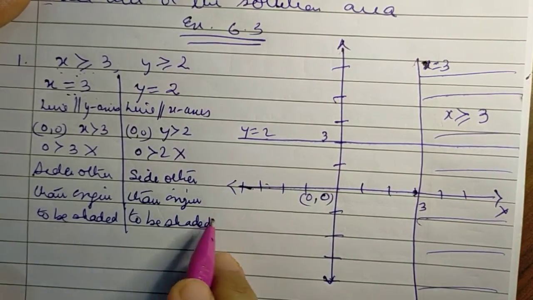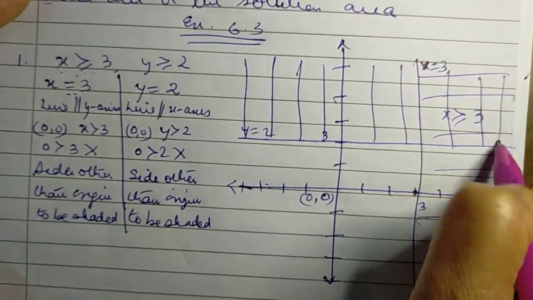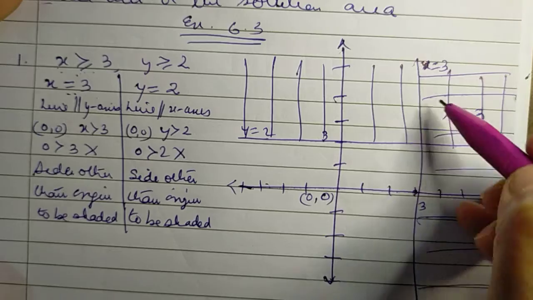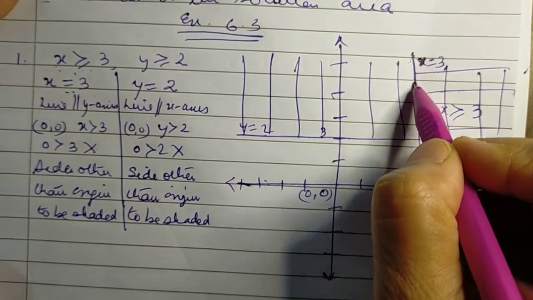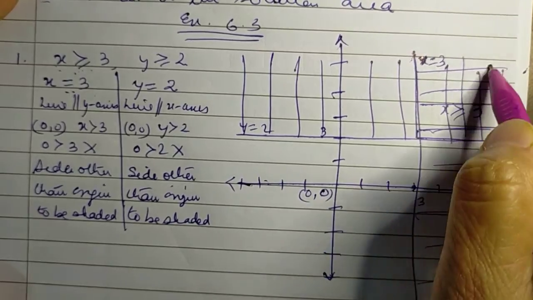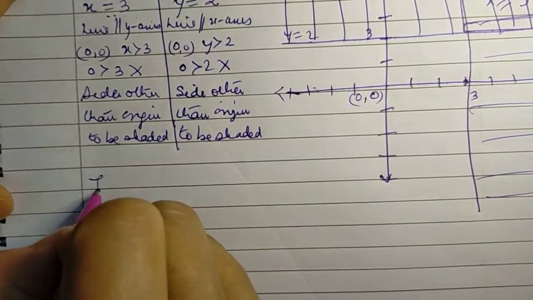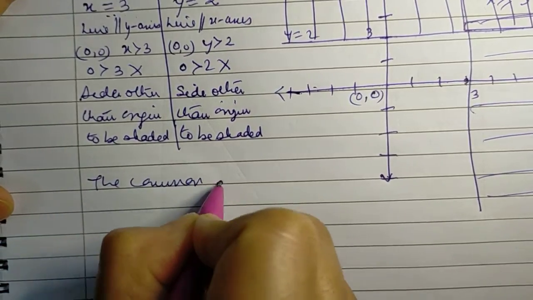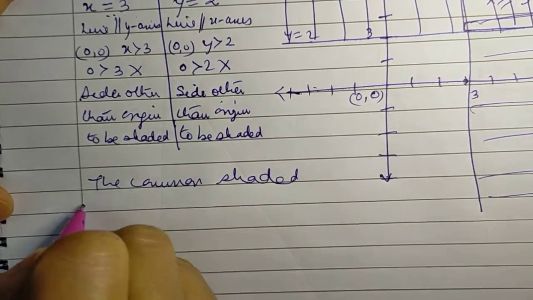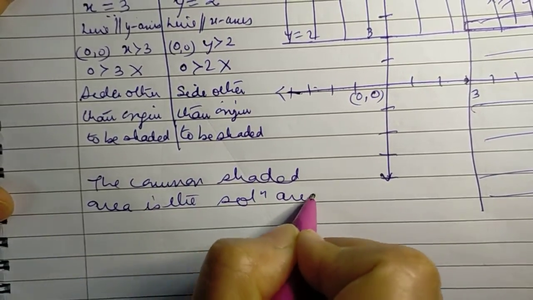Now again, the side other than the origin is to be shaded. We choose a different direction to show the shading. Now clearly this is the common shaded area, which is the solution area. So what do we write? The common shaded area is the solution area.